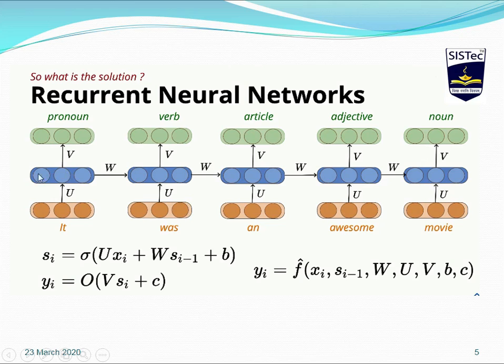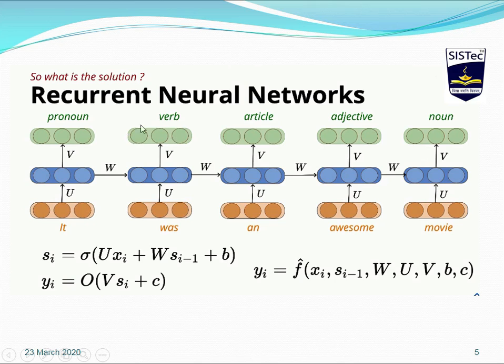Now the output of this hidden layer is represented by S1. If I want to calculate S2, it depends on this input multiplied by the weights u, plus w multiplied by the output S1. Now the output of this layer is known as y2, which is calculated at the upper layer.